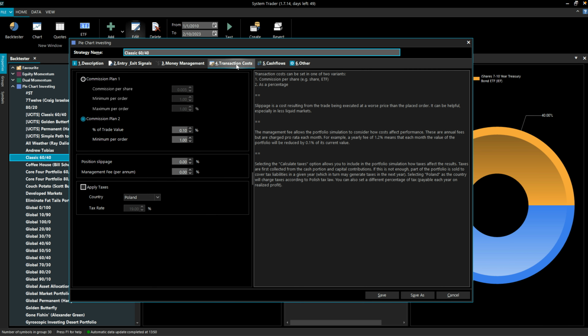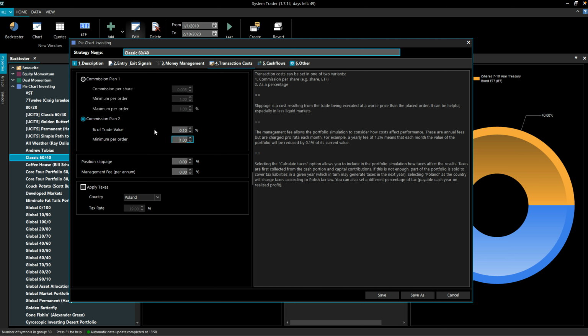Transaction cost. This is very important and it's basically common for all strategies or portfolios. First of all, the commissions. So what you pay when you, for example, buy or sell anything to your broker. And you can have different tariffs. For example, plan number 1, where you pay commission per share, or plan number 2, where you pay a percentage of trade value. So like in that case, you pay 0.1% of a trade, but not less than $1 in that case.